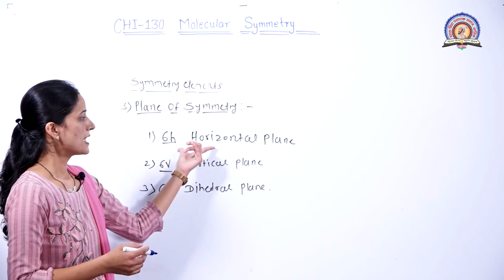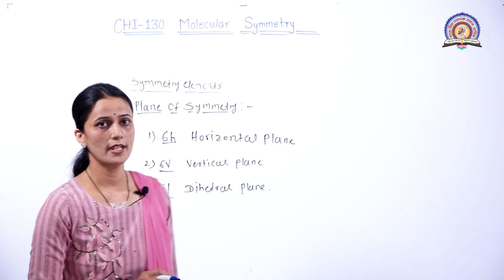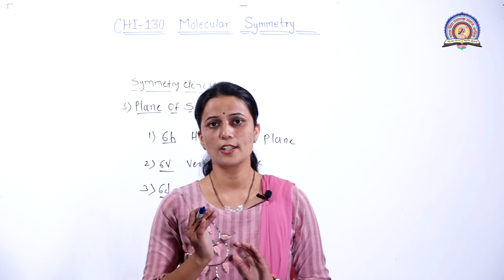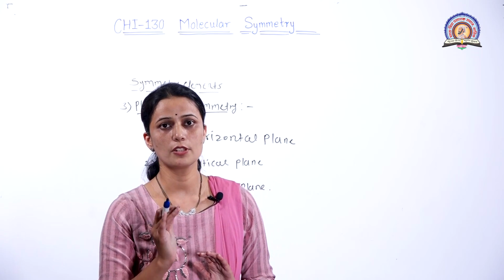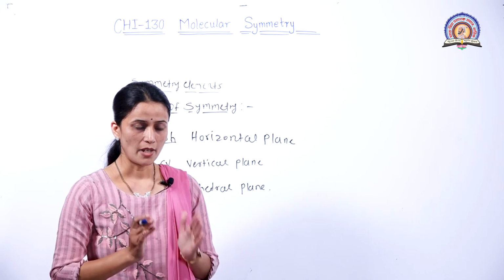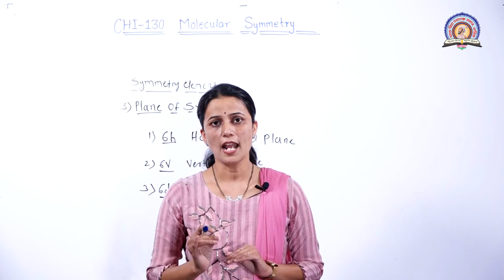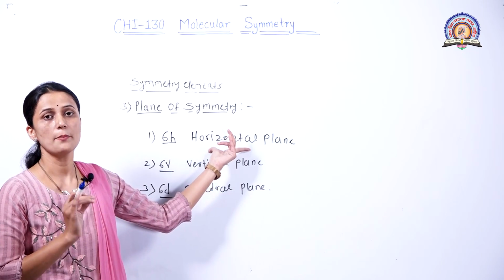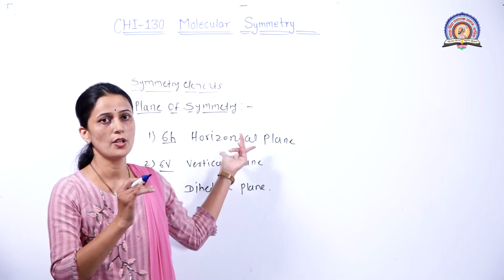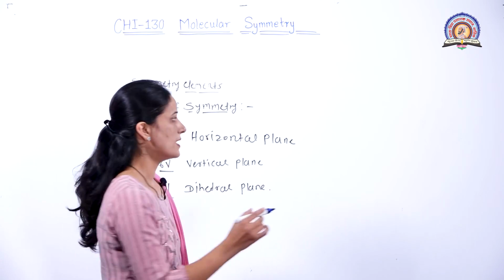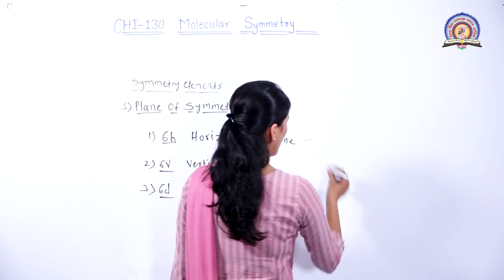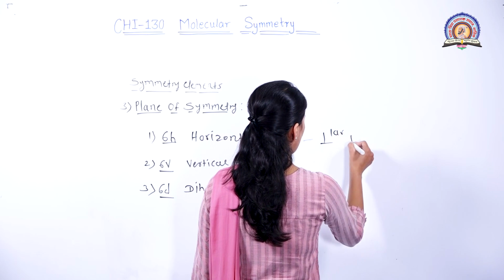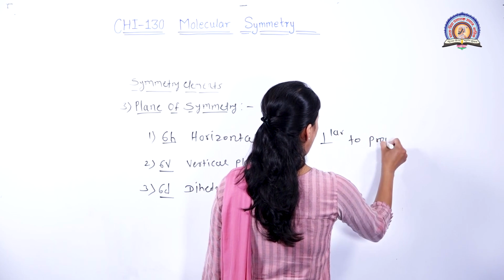So first one, sigma h, that is horizontal plane. An imaginary plane passing through the molecule which is perpendicular to the principal axis. Okay, up to now we have seen the principal axis or proper axis. So a horizontal plane means an imaginary plane passing through the molecule which is perpendicular to the principal axis.